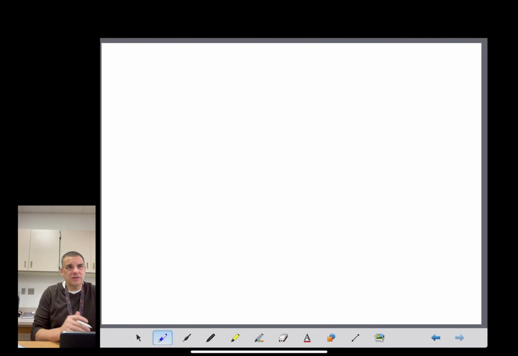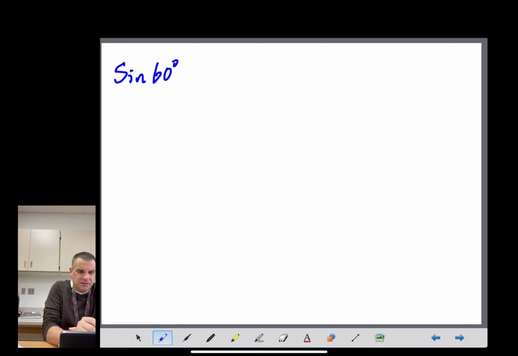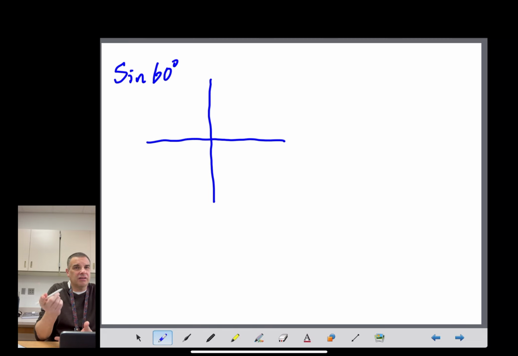So a couple of things that we are going to look at: on the unit circle, let's find the exact value of, say, the sine of 60 degrees. So we want to find the exact value on the unit circle of the sine of 60. That means you're not going to punch in your calculator and hit enter. It means we're going to do it on the unit circle. So we've got this unit circle going on here.